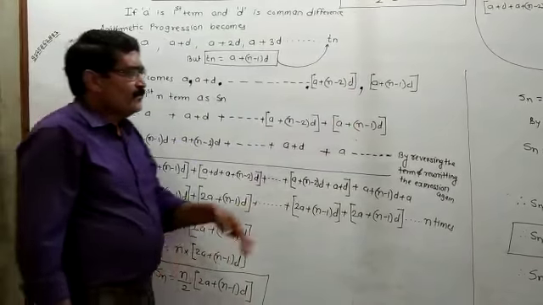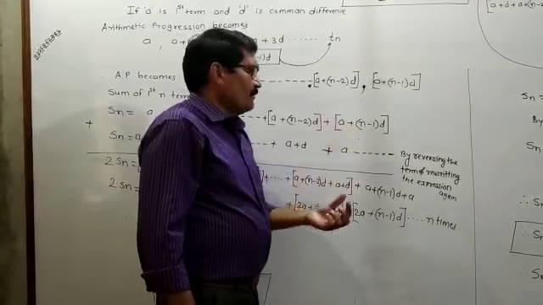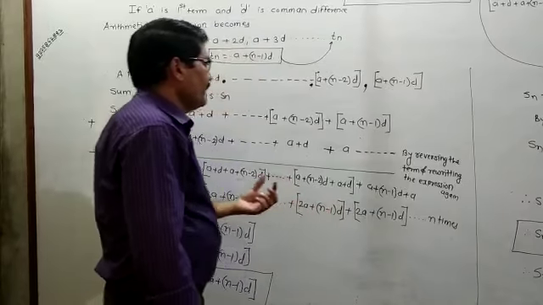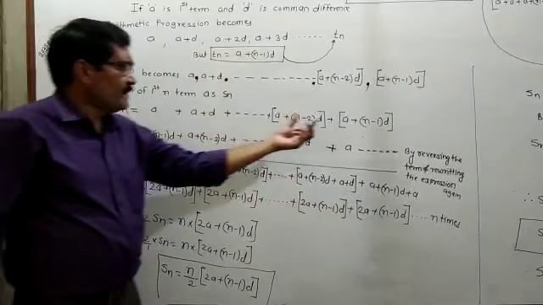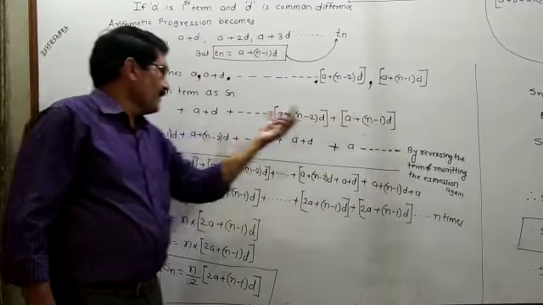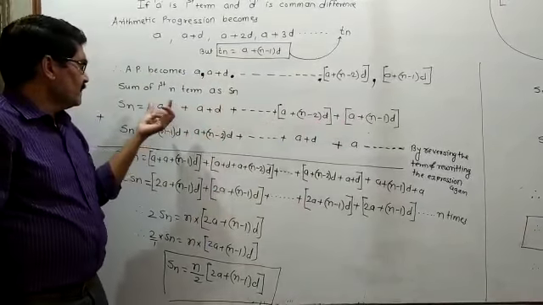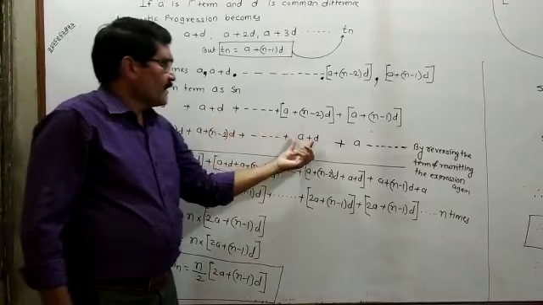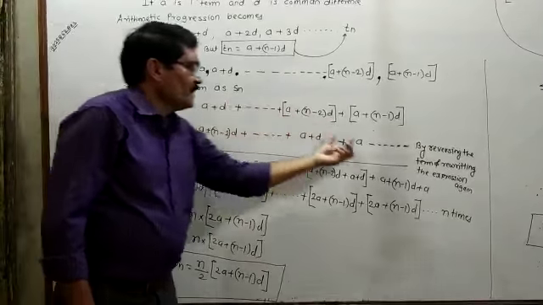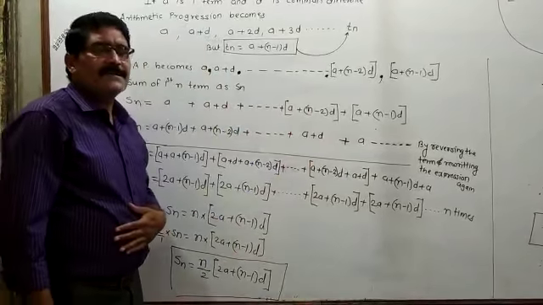Then what you have to do? You have to reverse the order by reversing the terms and rewriting the expression again. Reversing the terms means the last term you have to write first, the second last term you have to write second, the second term you have to write second last, and the first term you have to write last. Like that you have to rewrite the terms.